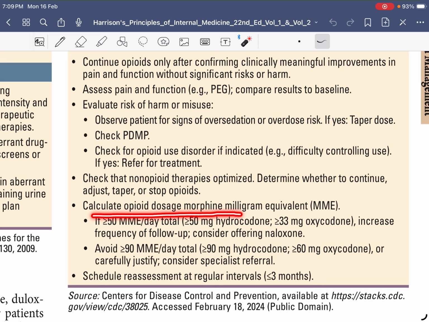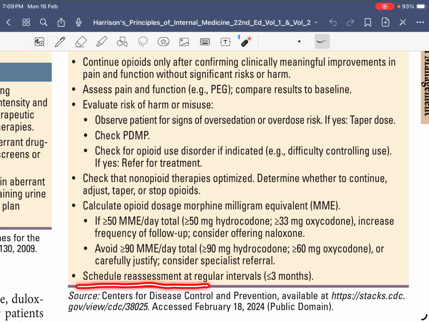Calculate opioid dose in morphine milligram equivalent. If greater than 50 morphine milligram equivalents per day total, that is greater than 50 mg of hydrocodone, greater than or equal to 33 mg oxycodone, increase frequency of follow-up and consider offering naloxone. Avoid greater than or equal to 90 morphine milligram equivalents per day total, that is greater than or equal to 90 mg hydrocodone, greater than or equal to 60 mg oxycodone, and carefully justify. Consider a specialist referral.